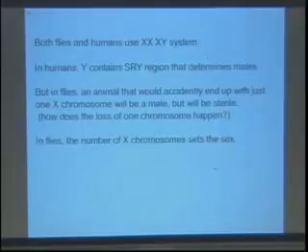All right. Both flies and humans use the XX/XY system. In humans, we talked about how the Y contains the SRY region that determines anatomical maleness. But in flies, you can get the situation, and this is one of the aberrations we'll talk about, where an animal ends up with just one X chromosome and nothing else. It'll be a male. It'll be sterile because it's missing some of those genes from the Y that it needs to make sperm. But otherwise, anatomically, it'll be a male. So in flies, it's the number of X chromosomes that sets the sex. And like I said, sometimes you'll still read in books that it's the ratio of X to autosomes, but it's really just the number of X chromosomes.